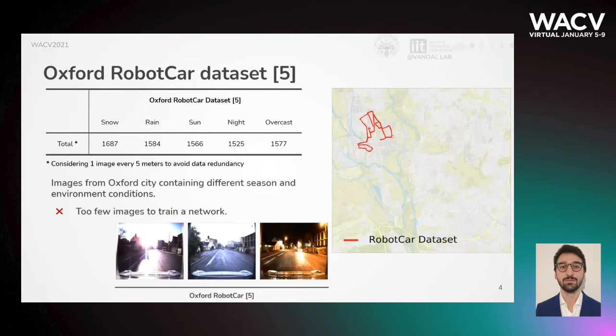In order to address the problem, we need a multi-domain dataset. However, existing datasets cover a limited geographical area, have a limited number of domains, or are collected in rural environments. Here is shown the Robocar dataset, for which we chose 5 available domains, and you can see that the size of the dataset is very small.